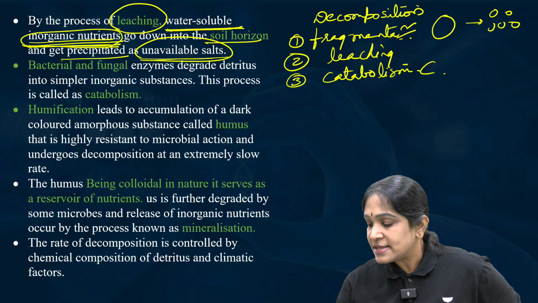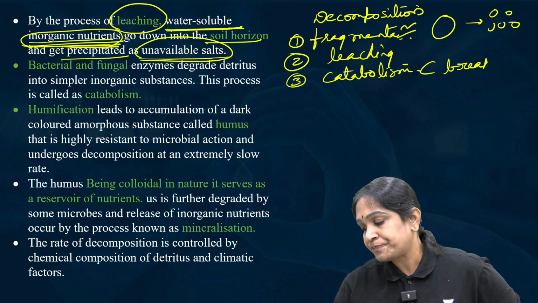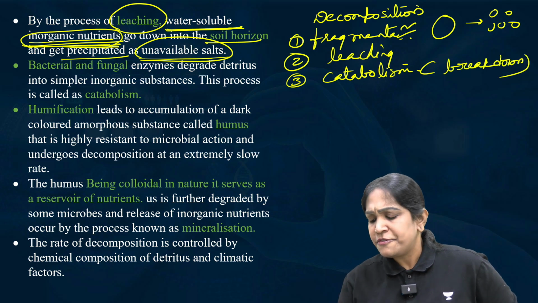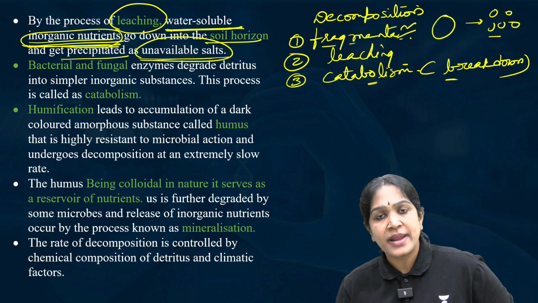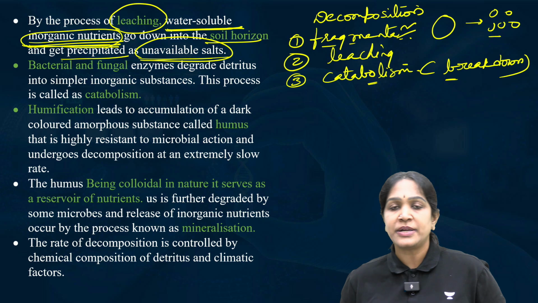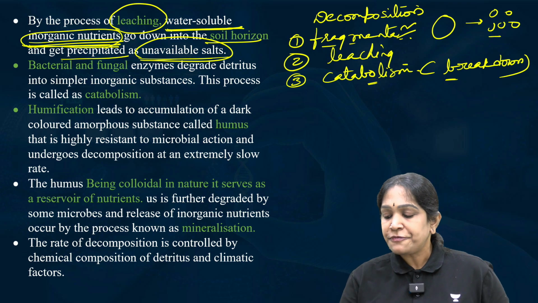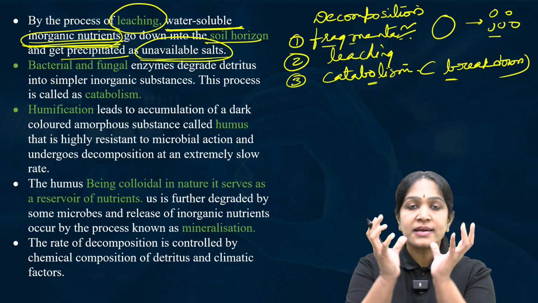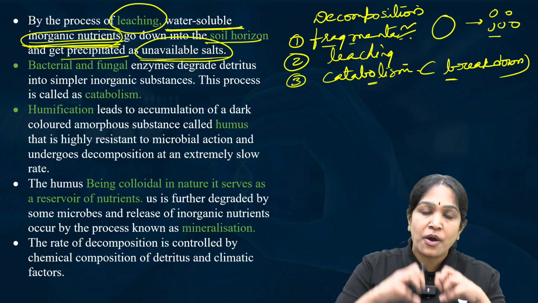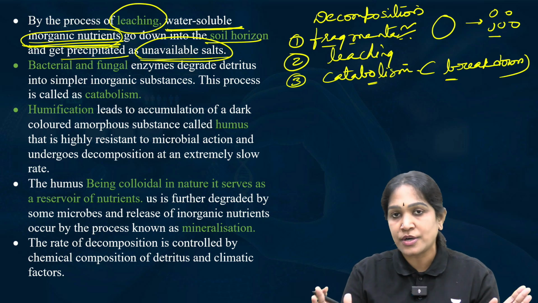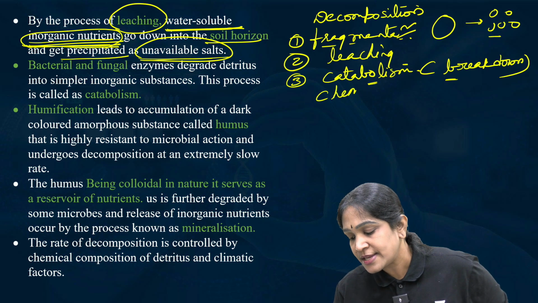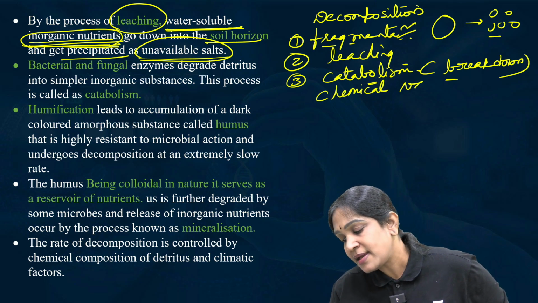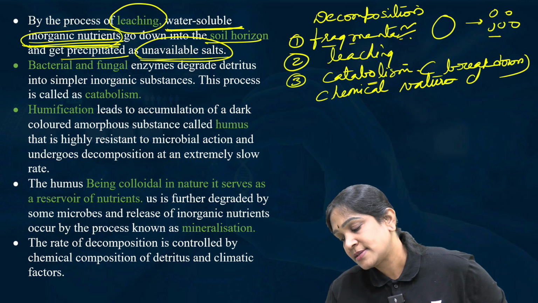The word catabolism means breakdown. Then fragmentation is also breakdown. Catabolism is also breakdown. What is the difference between these two? In fragmentation, only the bigger sized material is becoming smaller sized, but the nature is not changing. But here the chemical nature also changes.